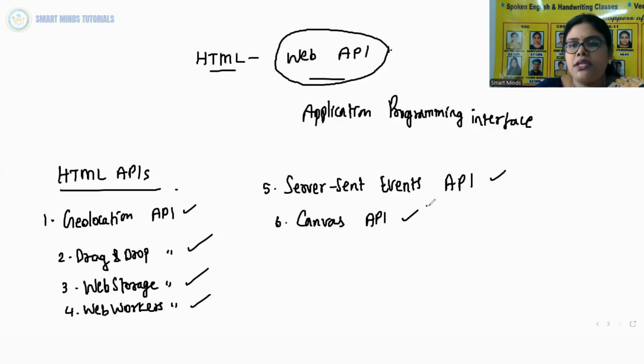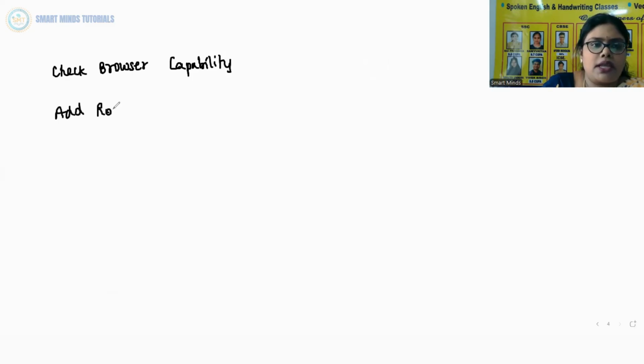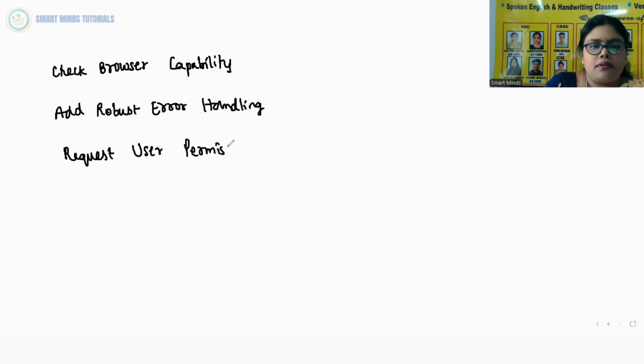While implementing an HTML API, you should always do three things. Number one is you should check browser capability. Number two is you need to add robust error handling. Number three is you need to request user permission. So let me explain each one of them.